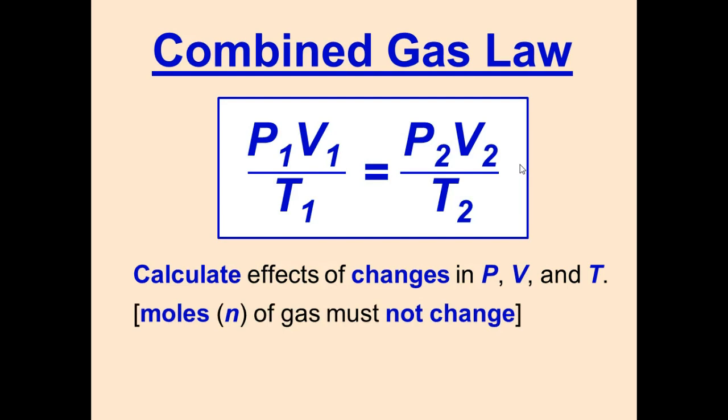And always remember, temperature must be in Kelvin to use this formula. Pressure and volume can be in different units, but volume is usually in liters or milliliters, and then pressure must be in the same unit. So pressure and volume can be anything they want as long as it's consistent, but temperature must be in Kelvin. So beware.